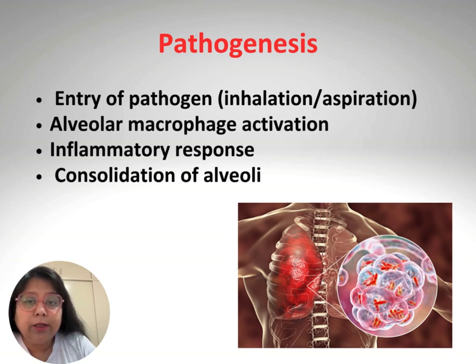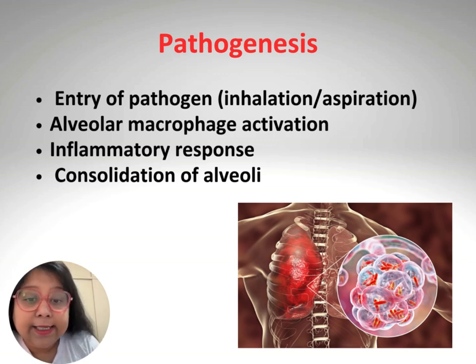Pathogenesis of pneumonia. Well, when there is entry of pathogen via inhalation or aspiration, there is alveolar macrophage activation after which neutrophilic exudation and septal congestion occur, leading to an inflammatory response and causing consolidation of the alveoli later. I will be explaining it in detail in further slides.